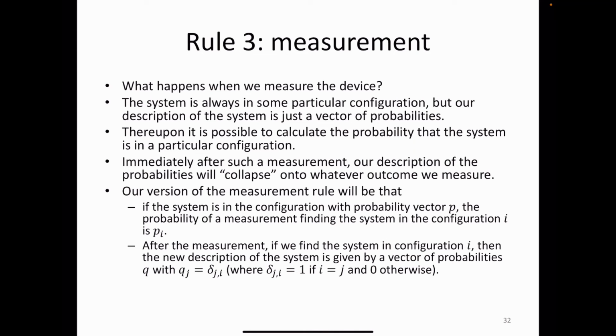Now let's look at the third rule. What happens when we measure the device? The system is always in some particular configuration, but our description of the system is just a vector of probabilities. Thereupon, it's possible to calculate the probability that the system is in a particular configuration. Immediately after such a measurement, our description of the probability will collapse onto whatever the outcome is that we measure. Collapse means that all the rich probabilities, like in the quantum system that we had before, are gone. But we will end up with a definite state.